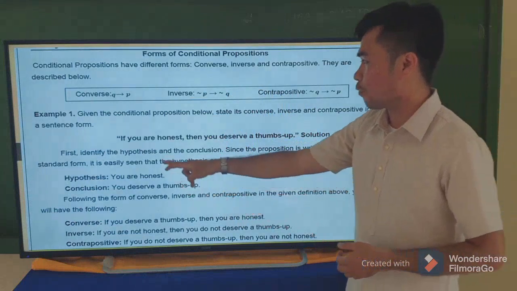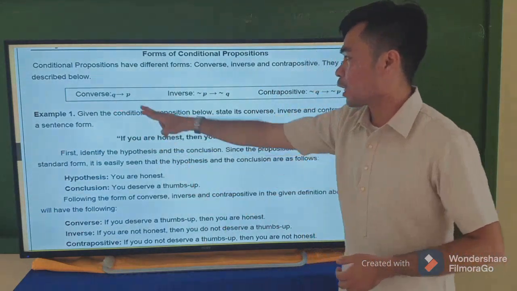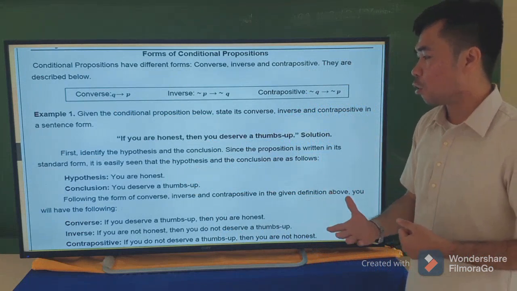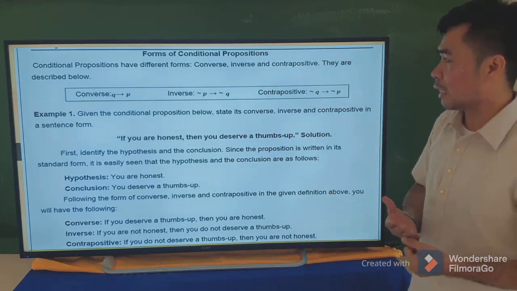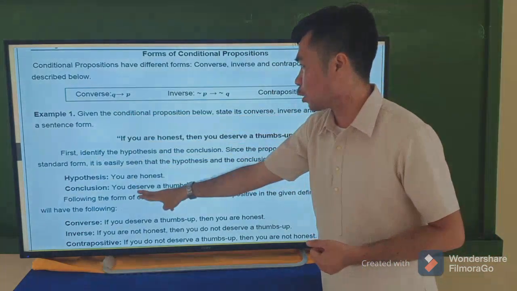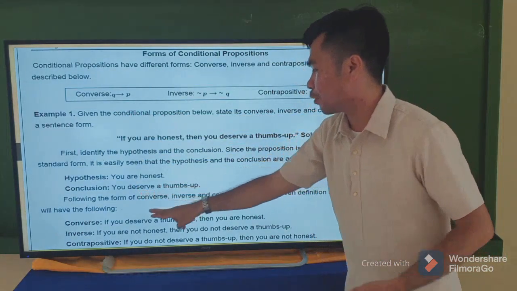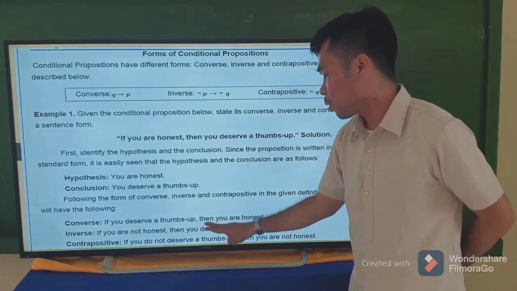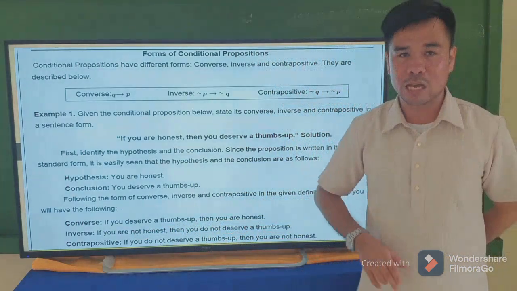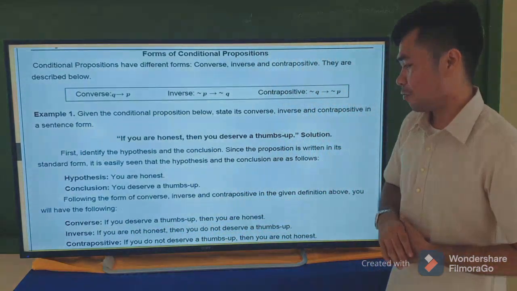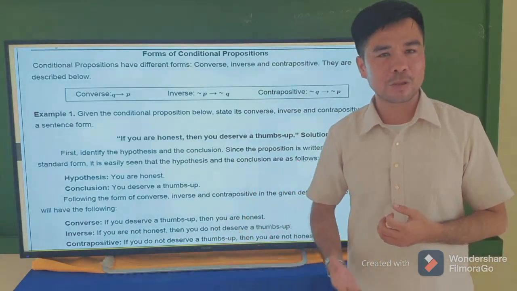Now for our converse, which is Q, then P. Of course, you need to start your statement with the Q proposition, which is our conclusion: you deserve a thumbs up. Therefore, the converse is, if you deserve a thumbs up, this is our Q, then you are honest, which is our P. This is Q, then P. Okay? So that is very easy to familiarize the converse.